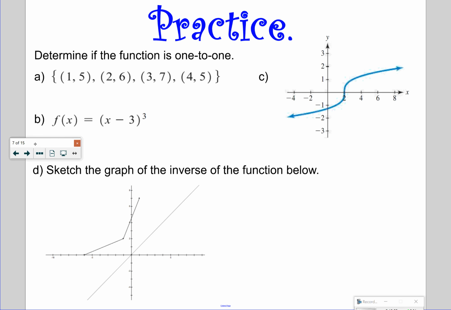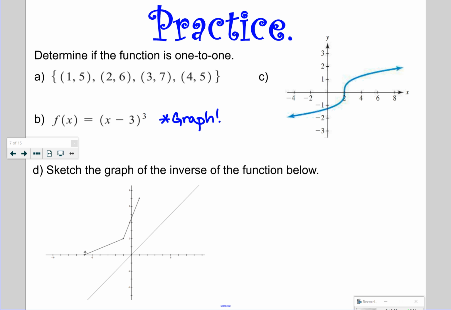Okay, so here's a couple practice problems for you. We want to determine if the following functions are one-to-one. So think about that definition. Each x should have one y, and each y should have one x. So you're going to use that for A. For part B, my hint there is to graph it. Use your calculator to help you if you're not sure. And then part C, you have the graph. You want to determine if it's one-to-one.